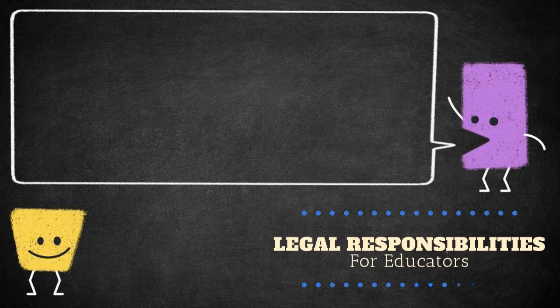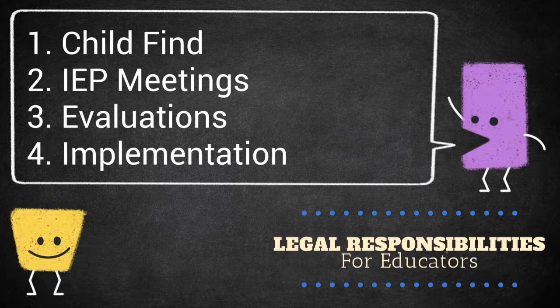Let's look at our legal responsibilities for educators. First, you have the obligation of child find. If you suspect a child has a disability, you're required to make a referral. This can be referring a student to SST so the data collection process can begin. Even though a student may be going through the SST process or RTI, a referral for special education can be made. The RTI process and evaluation process can occur simultaneously.